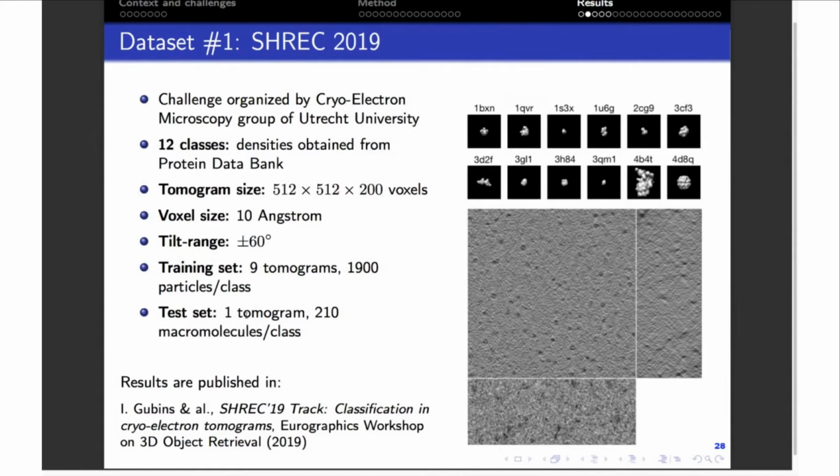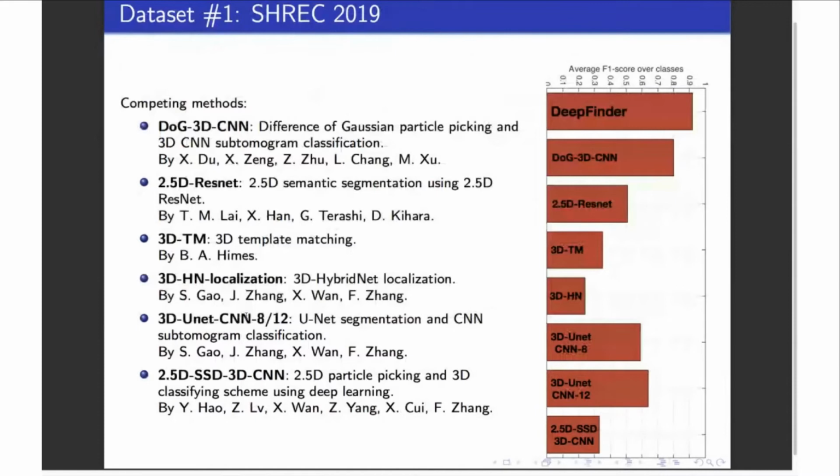So in 2019, a total of 8 research groups have participated. One of them used template matching, and all the others used deep learning-based methods. And I was very happy to discover that DeepFinder was the clear winner of the 2019 edition.